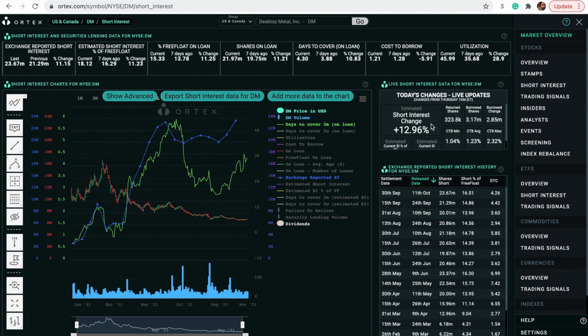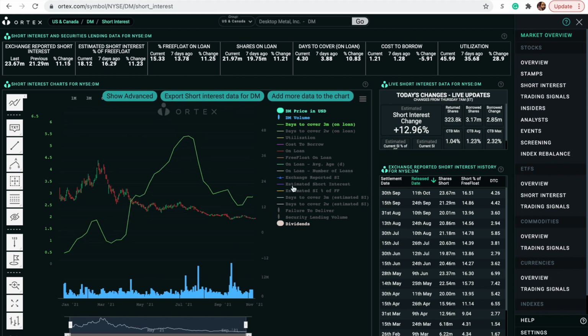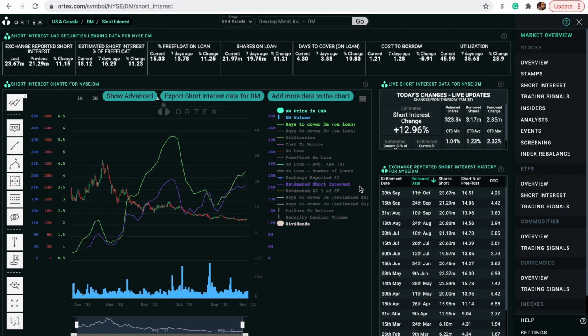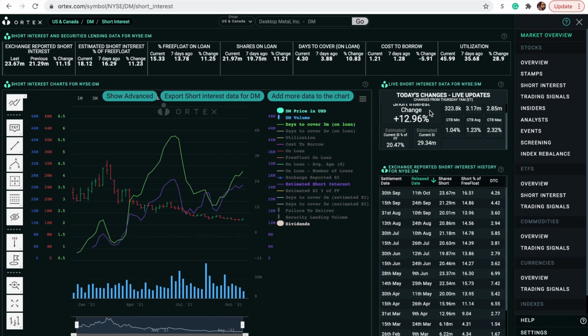So you have a few factors here that start to lead up to squeeze potential, but I'll point out where the real drawback in that is. So here's the estimated short interest. Right now, Ortex is estimating that short sellers increased positions by about 13% today, to now over 20%. So it's very, very high. Historically speaking, I consider over 10% to be high. So over 20% is like, whoa.